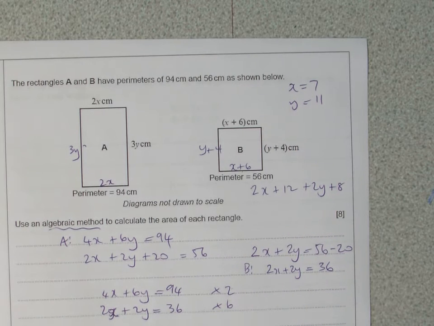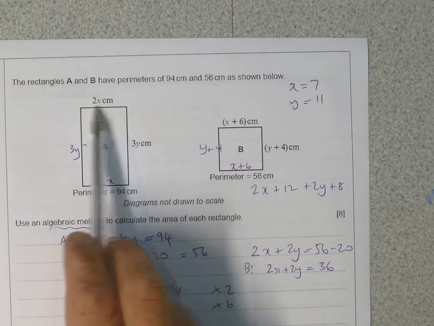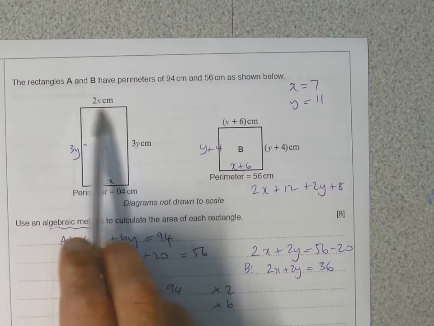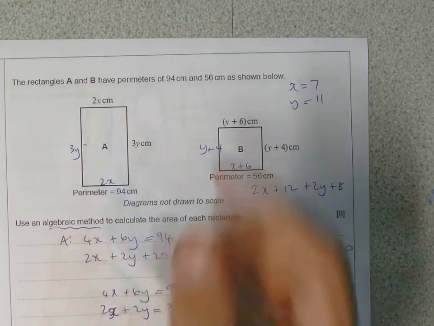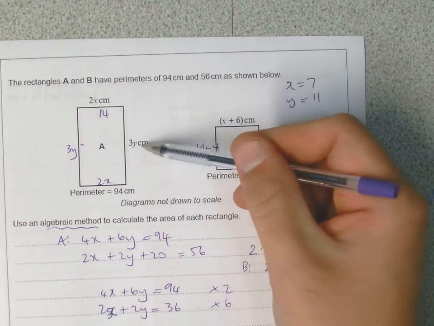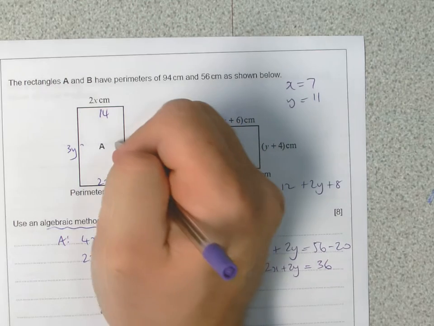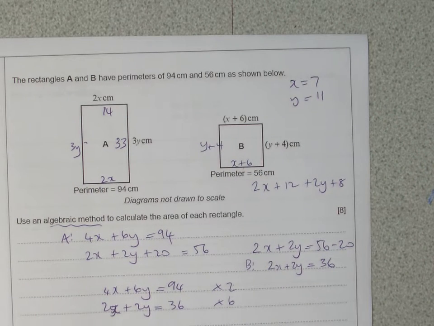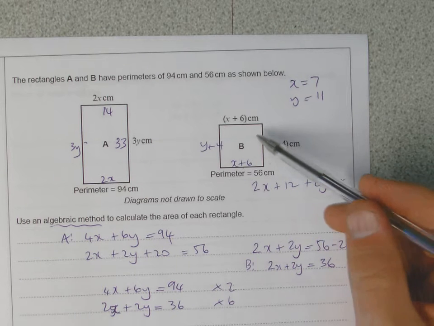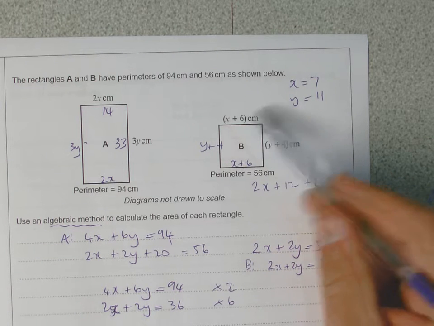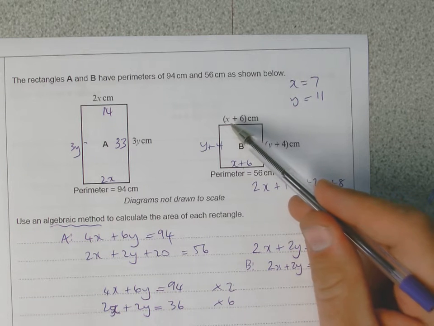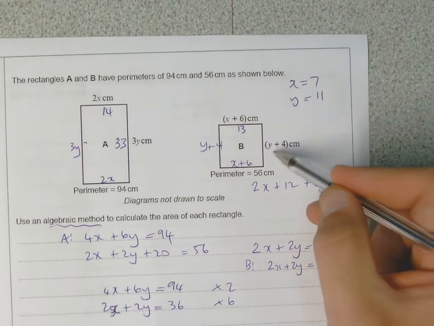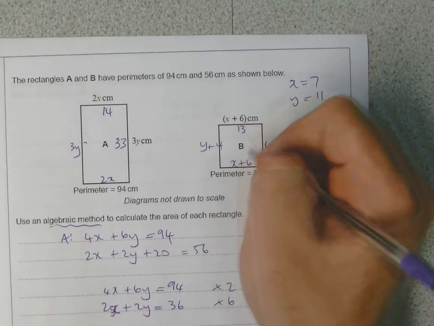Yeah. So now that I know them, I can work out what this is going to be and what this is going to be. My length, sorry, my width, if you think about it there, well, if x is 7, 2x is going to be 14. y is 11, 3y will be 33. Same here, x plus 6. Well, if x is 7, x plus 6 will be 7 plus 6, which is 13. And then y plus 4, 11 plus 4 is 15.